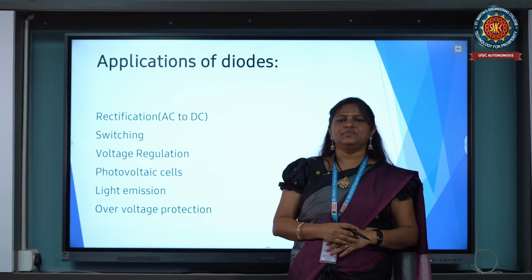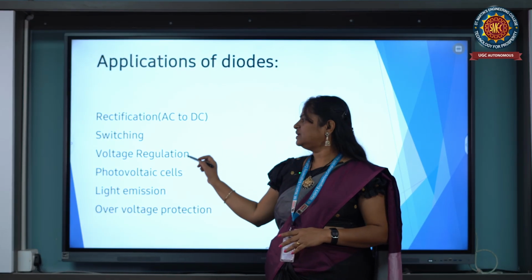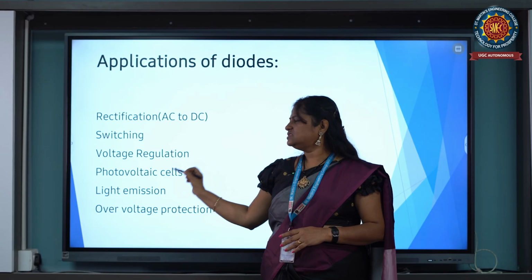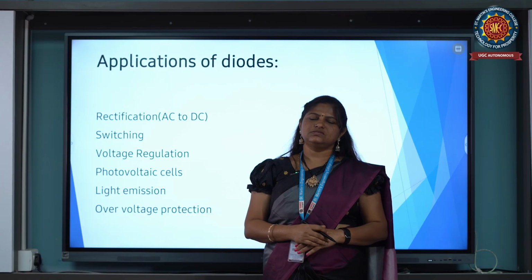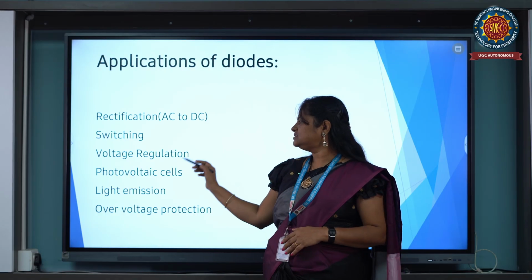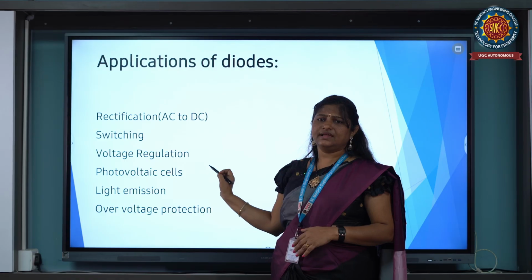Voltage regulation means maintaining the output voltage constant. For that purpose we are using diodes in voltage regulator circuits. And the next one is photovoltaic cells. Photovoltaic cells are nothing but solar cells, which convert one energy into another energy, that is, they convert light energy into electrical energy.